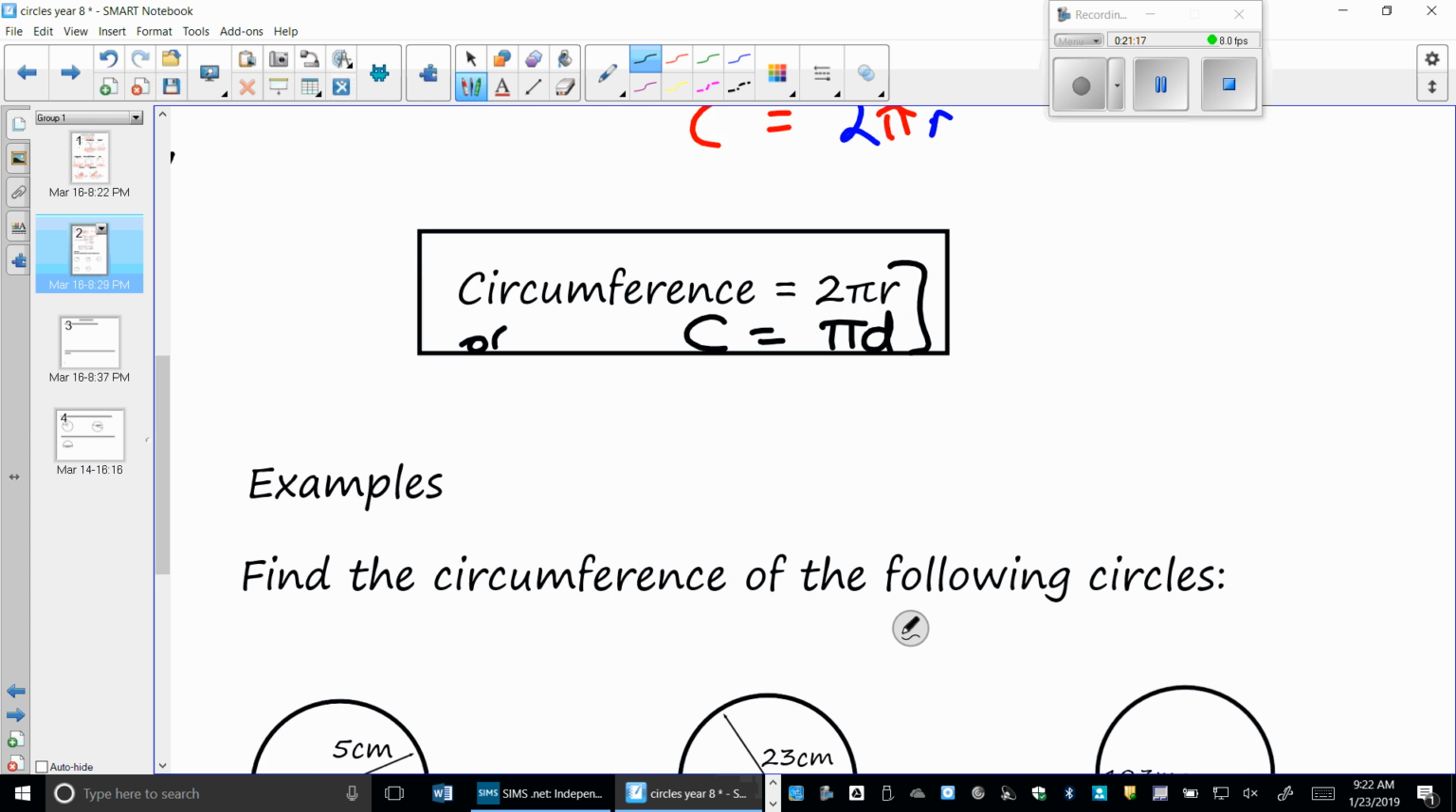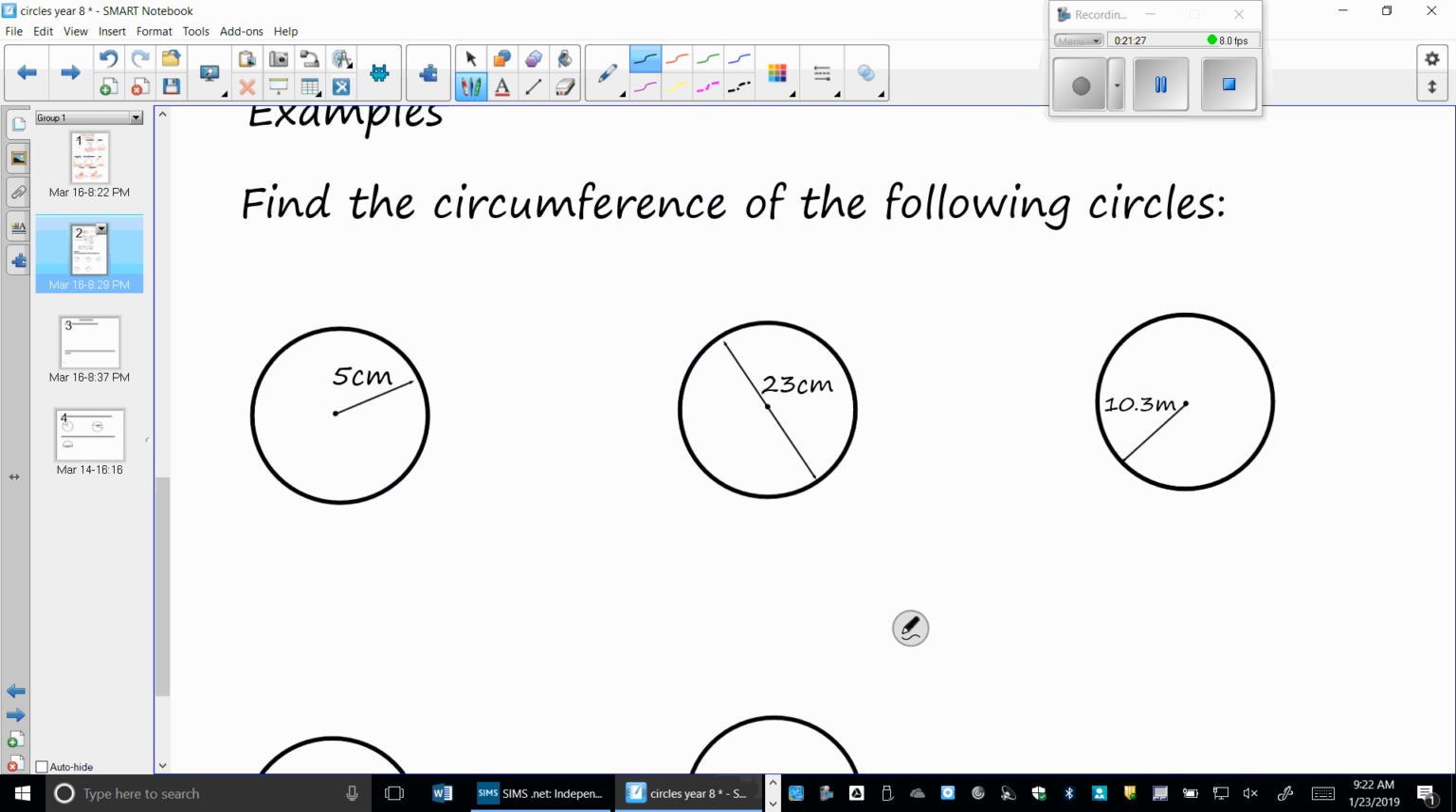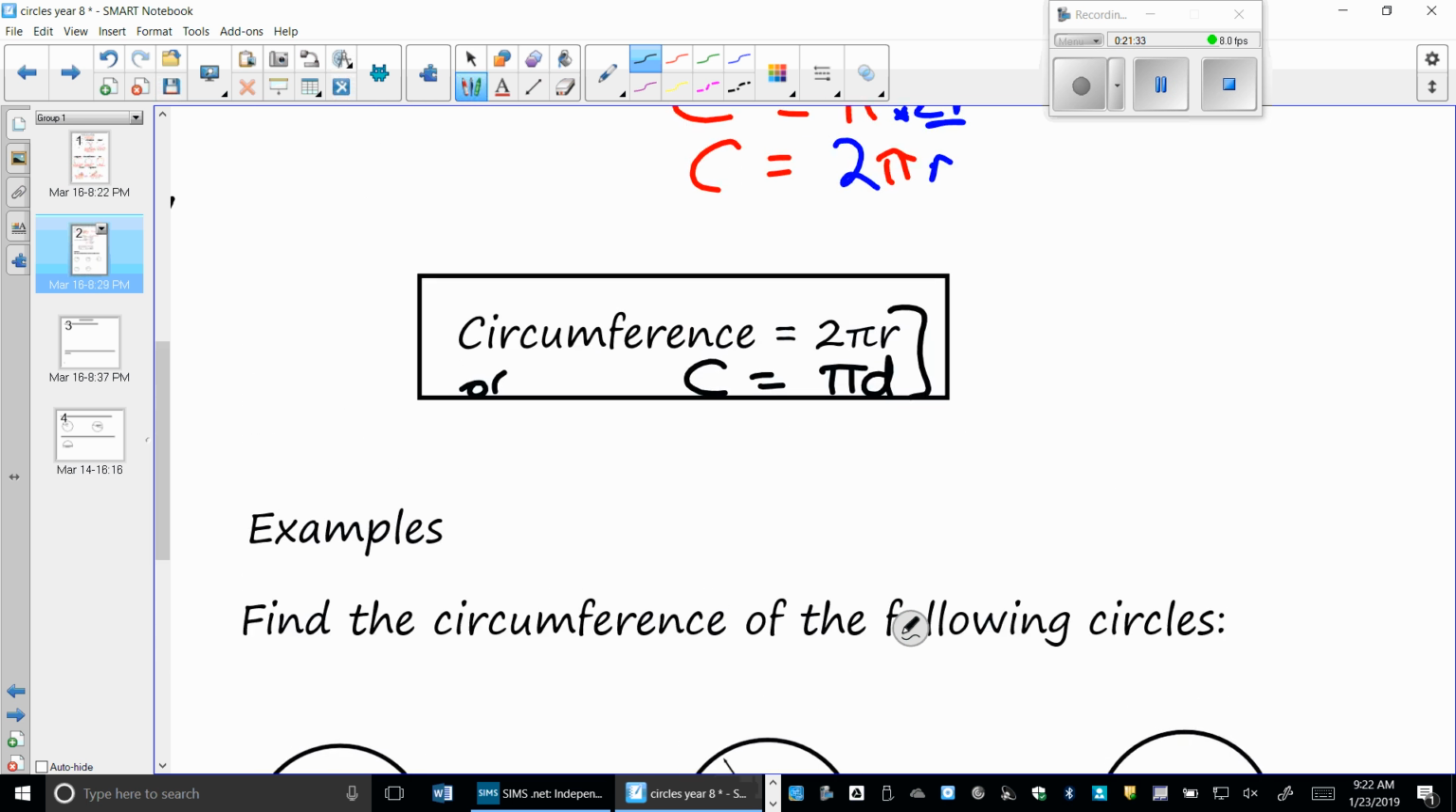I think we're going to give you these formulae when you're doing them, so you don't have to learn them as yet. So we just need to know how to use them. It says, find the circumference of the following circle. So the question we always have to ask ourselves is, have we been given the radius, in which case we would use this formula, or have we been given the diameter, in which case we would use this formula? They're the two things you have to ask yourself.